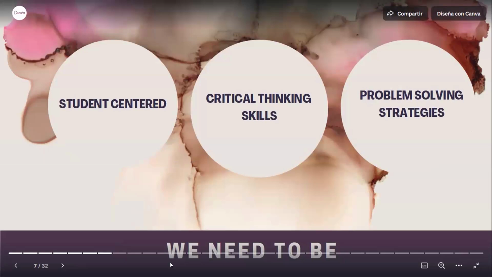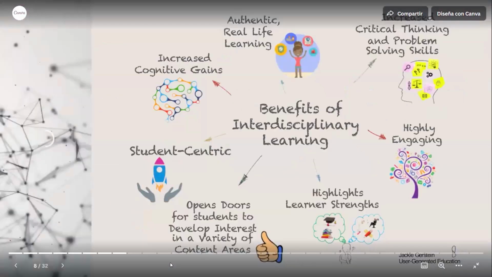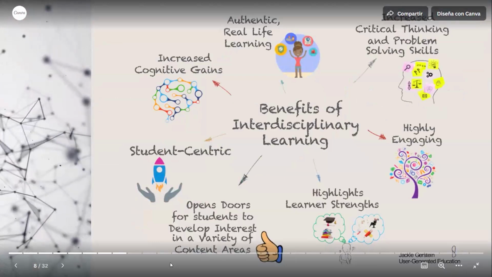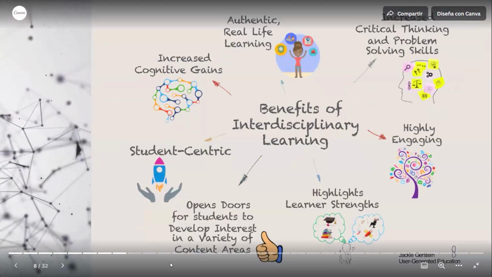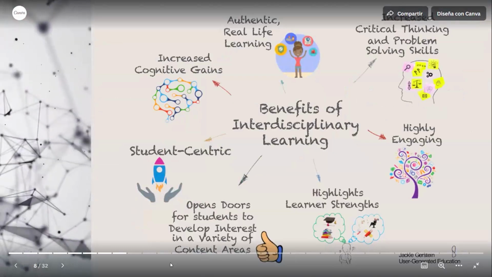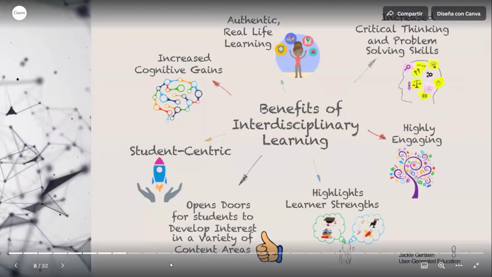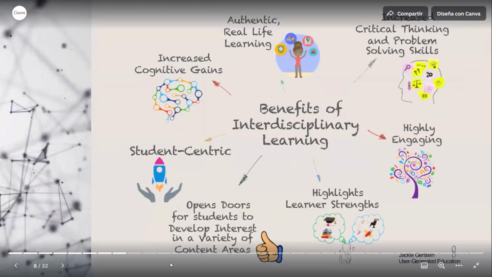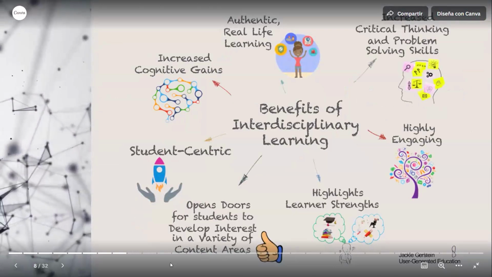Let me see. This one. Well, this graphic is the graphic that I wanted to share with you. This is the graphic by Professor Gesting, right? From user-generated education. And there you can see the benefits of interdisciplinarity learning that I have already explained.